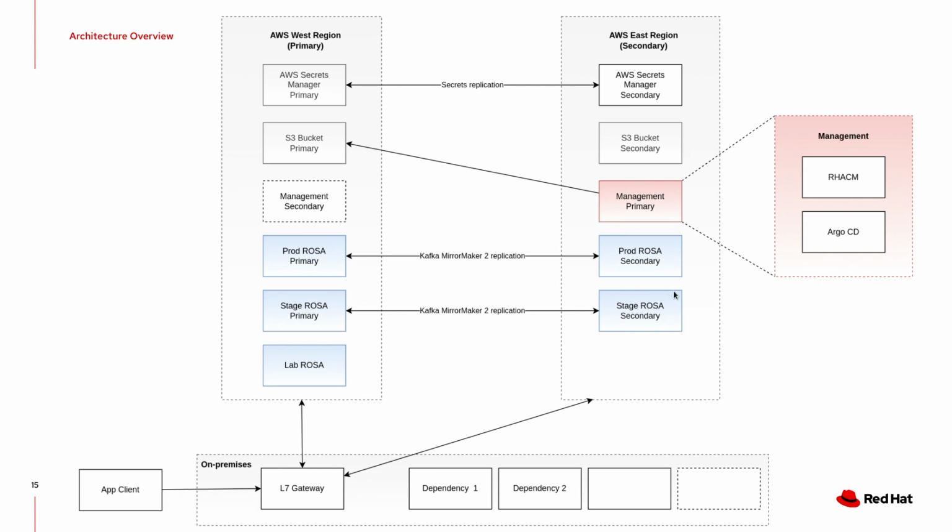On the diagram in the red color, you can see the management cluster here. This is a dedicated cluster, which is located only in the secondary region. And this cluster is running our GitOps tools, Red Hat ACM, and Argo CD. We use these tools to deploy our applications and also manage the configuration of the clusters. The backups of this management cluster from the secondary region are going to the primary region so that in the case of a disaster in the secondary region, we are able to rebuild our management in the primary region as well.